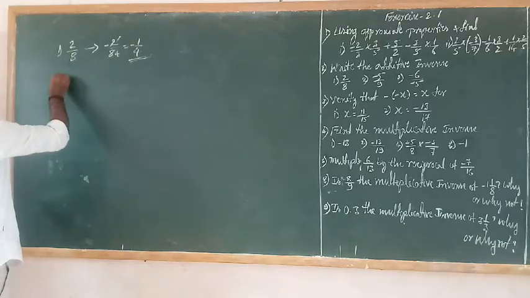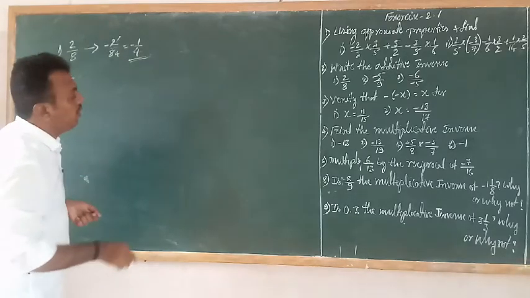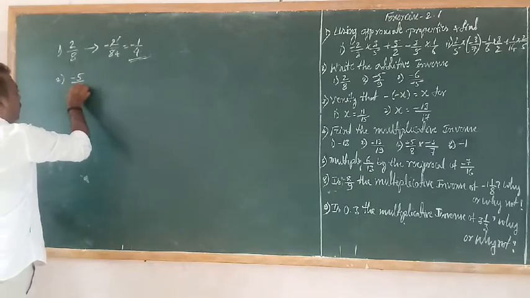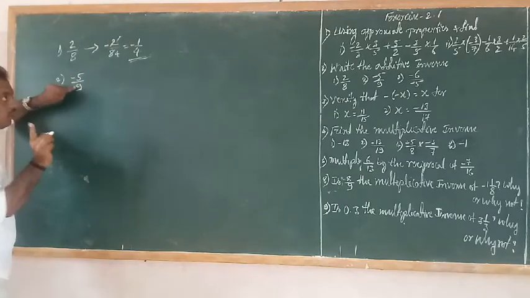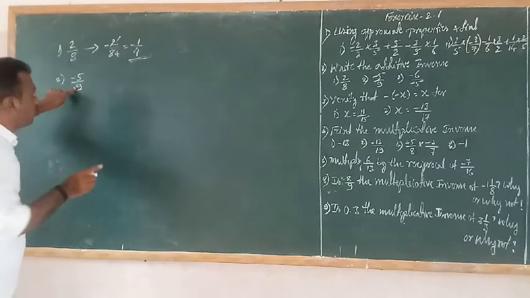Second one, minus 5 by 9 is there. Okay, minus 5 by 9. The numerator and denominator cannot be changed. So only we have to change the sign.